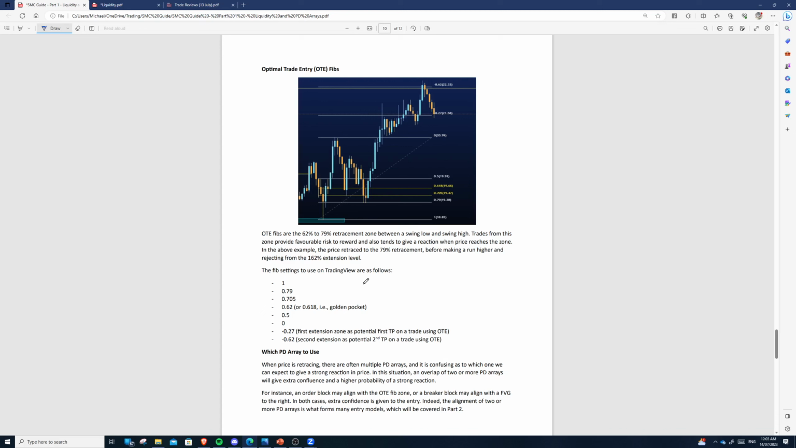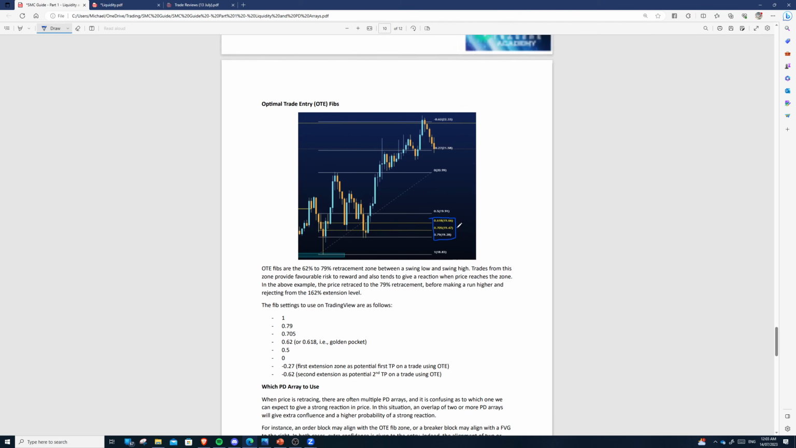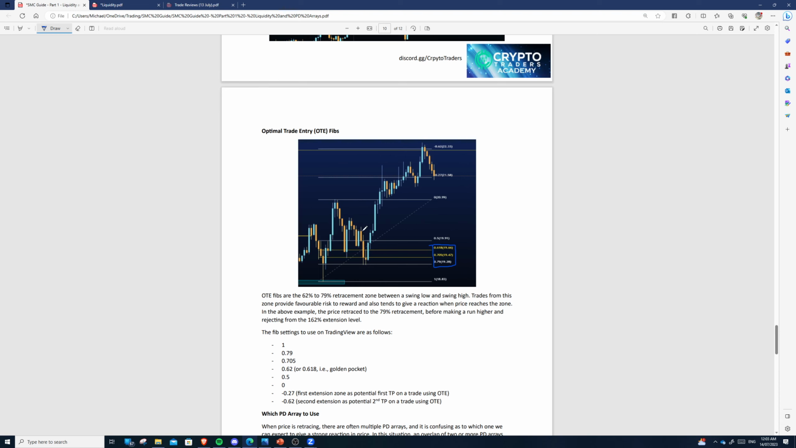And the last PD array we're looking at is the optimal trade entry Fibonacci's. So the settings just be 1, 0, 0.79, 0.705, 0.618, 0.5, and then the extension levels be negative 0.27 and negative 0.62. So the optimal trade entry refers to this zone here between the 62% retracement to the 79% retracement. And pretty much we expect that when price enters into the OTE zone, it should give a reaction.